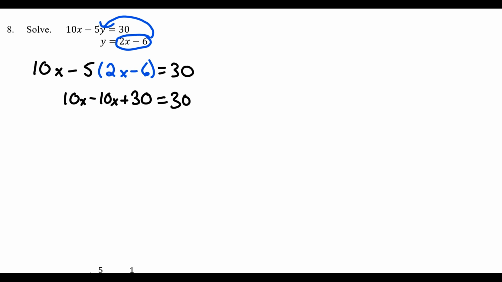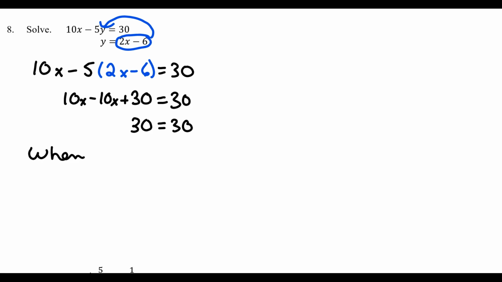Now notice what happens whenever I combine my like terms. 10x minus 10x gives me 0, so those go away. And I have 30 is equal to 30. I have no more variables, okay? So things have actually gotten canceled out.